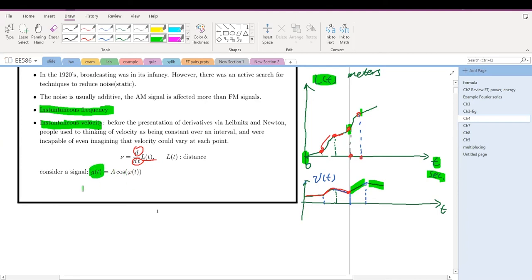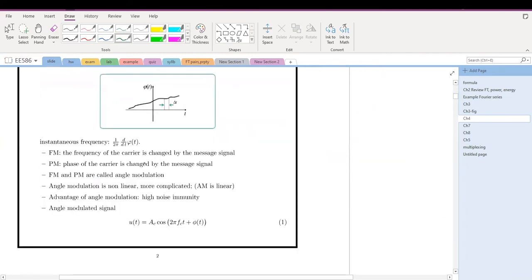So suppose I have a cosine signal, magnitude is A, cosine psi of t. Psi of t, that's the angle of this cosine signal. The instantaneous frequency is, I take the derivative of psi of t and divide it by 2 pi. Here the instantaneous frequency has a unit of hertz because I divided by 2 pi. If I don't divide it by 2 pi, the unit will be radians per second. We do not use that unit in communication systems a lot. We use hertz a lot.